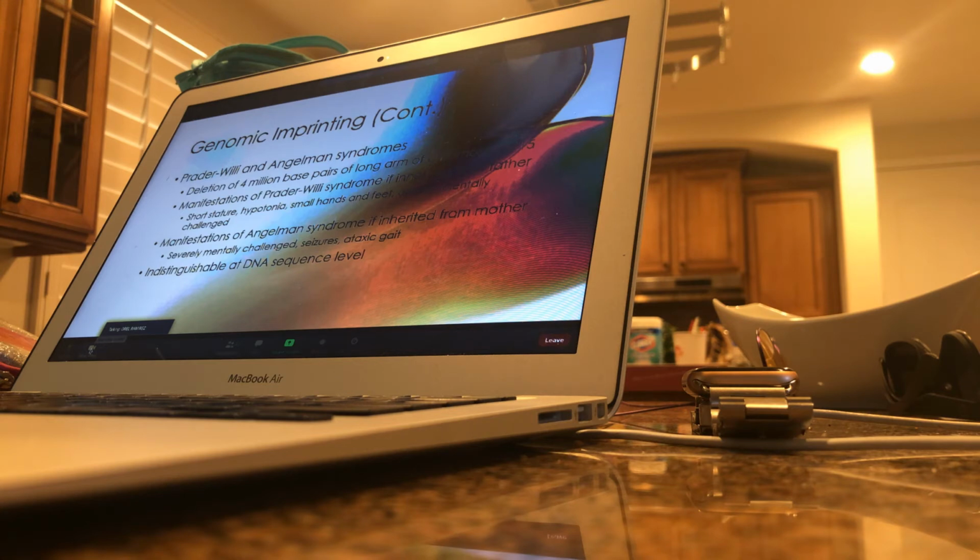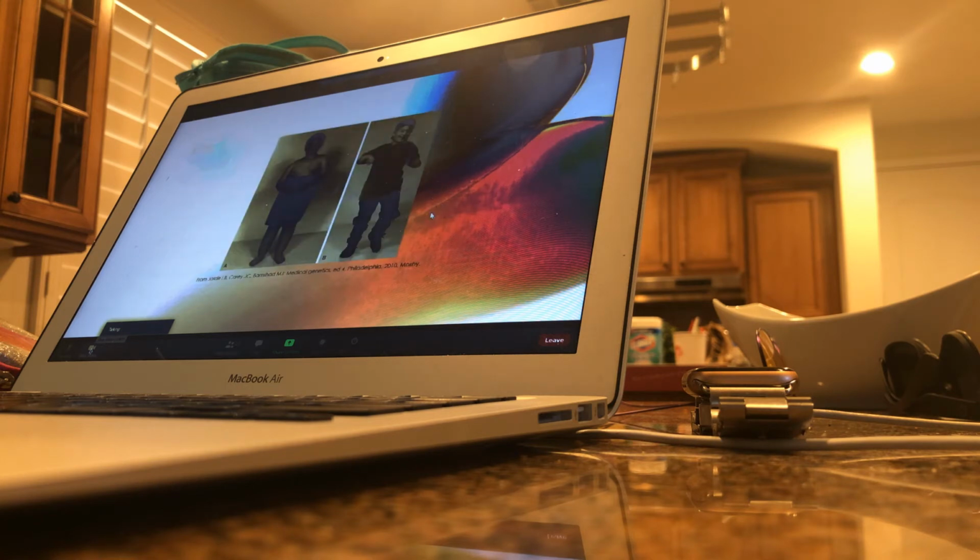Prader-Willi, paternal side of things, causes the deletion of 4 million base pairs of chromosome 15. Angelman would be the maternal side, deletion of 4 million base pairs, still of chromosome 15. Slight variations that lead to very similar conditions.